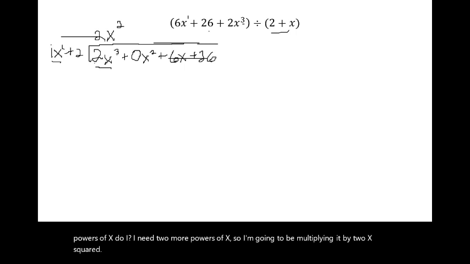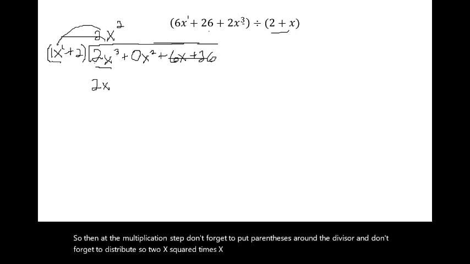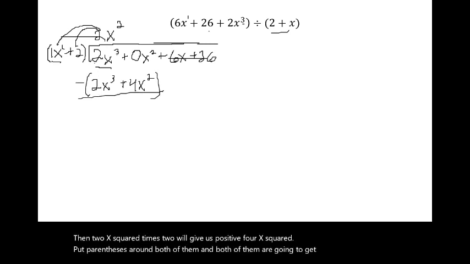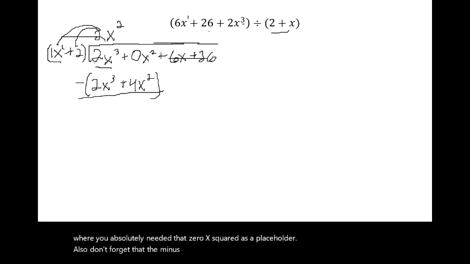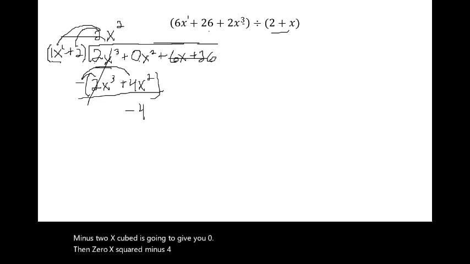So then, at the multiplication step, don't forget to put parentheses around the divisor, and don't forget to distribute. So 2x squared times x will give us 2x cubed. Then 2x squared times 2 will give us positive 4x squared. Put parentheses around both of them, and both of them are going to get subtracted. So this is where you absolutely needed that 0x squared as a placeholder. So also don't forget that the minus sign is going to go to both terms. So 2x cubed minus 2x cubed is going to give you 0. Then 0x squared minus 4x squared is going to give you negative 4x squared.